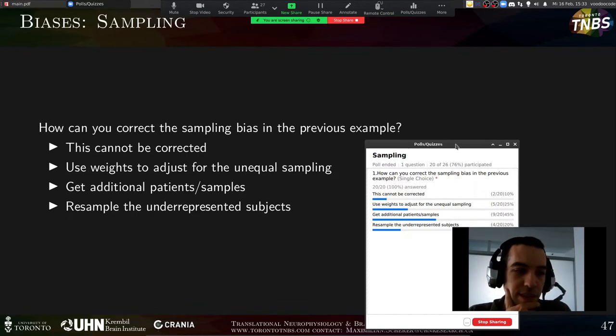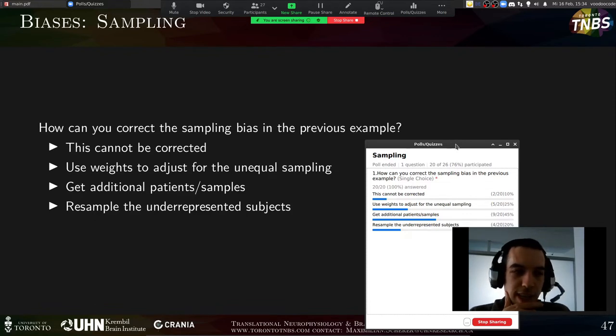If you sample more patients, that would be a good thing. Ideally, you want to go with the lowest option, like sampling additional underrepresented subjects, and then add them to your roster. Of course, then you're gonna make sure that you're not over-representing another subgroup in your roster, so that it's still balanced in terms of other factors.